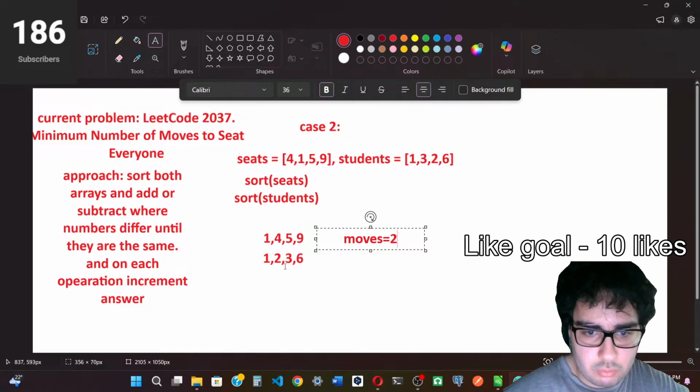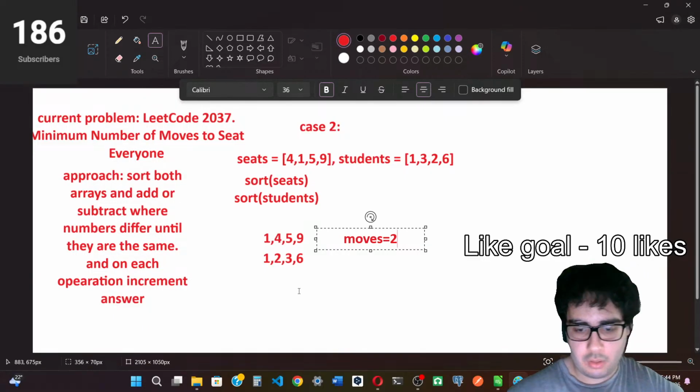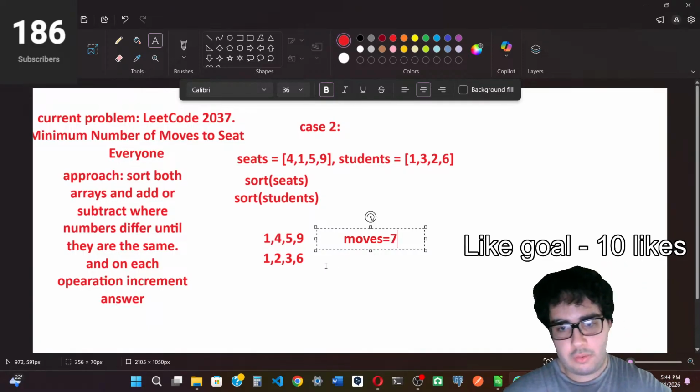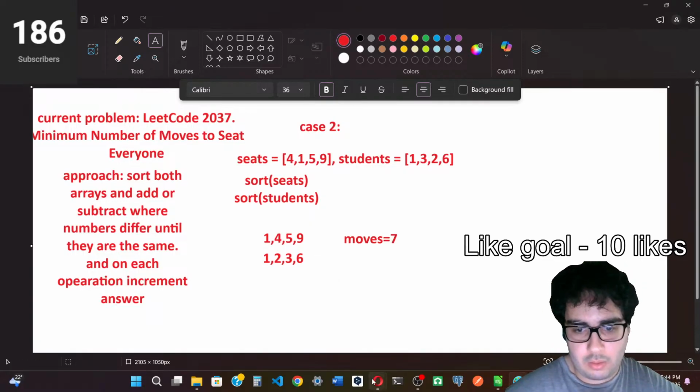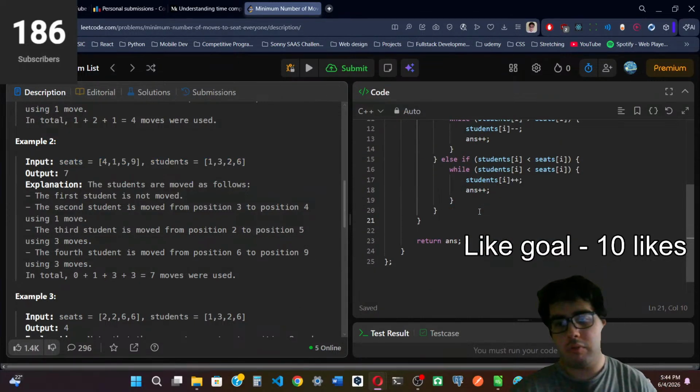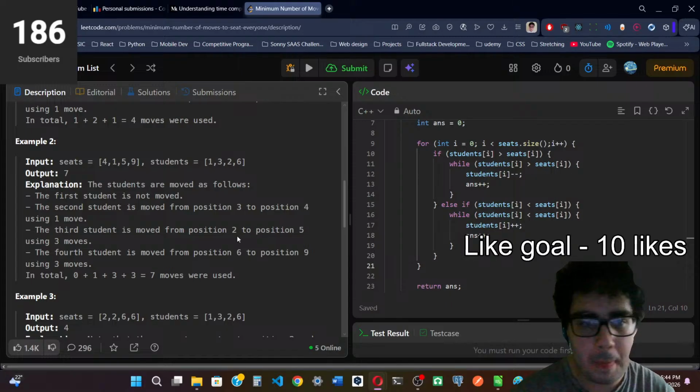Then we have 5 and 3, so we need to perform 2 moves here. So this is going to become 4 now. And finally we have 9 and 6, so we either decrement 9 by 3, or we increment 6 by 3, and then this is going to give us 7. So this is the answer for the second one.